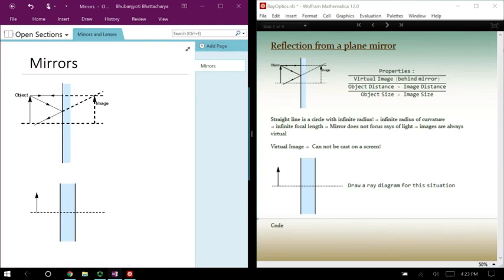Hello everyone. In this video we will talk about mirrors and lenses. We'll start with plane mirrors and then move on to curved surfaces, curved mirrors, and then lenses. So we start with plane mirrors.